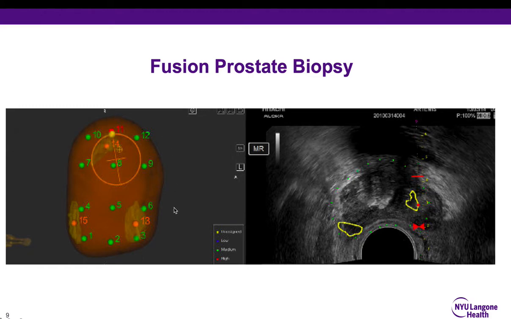In addition to providing us this cartoon in order to target the prostate, the outline of the prostate from the MRI images, as well as the location of the potential targets, are overlaid onto the live ultrasound image, allowing us to appropriately place the needle into the lesion.